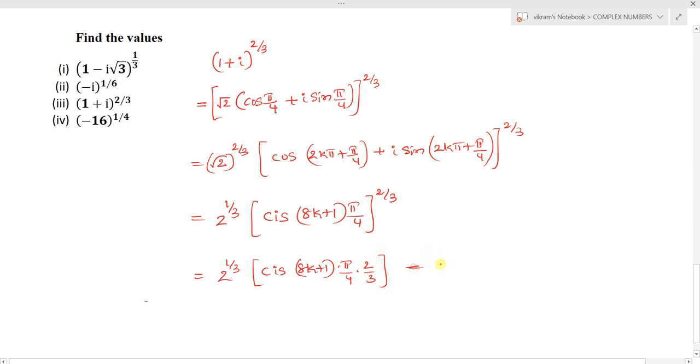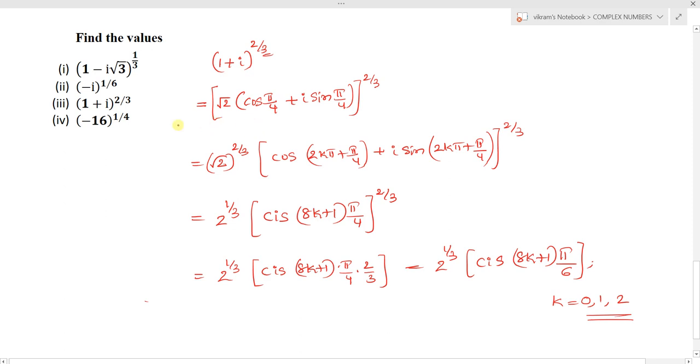Okay, so that means we can write over here it is 2 by 3 into cis of (8k plus 1) times pi by 6, where the k values have to be taken from n equals 3, that is 0, 1, 2. Here n is equal to 3, then we obtain k equals 0, 1, 2.